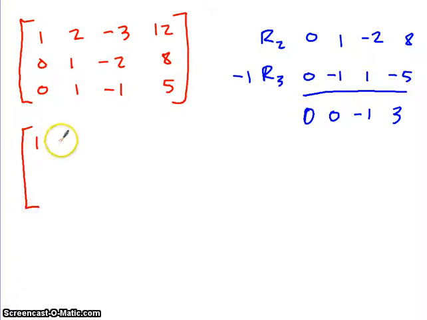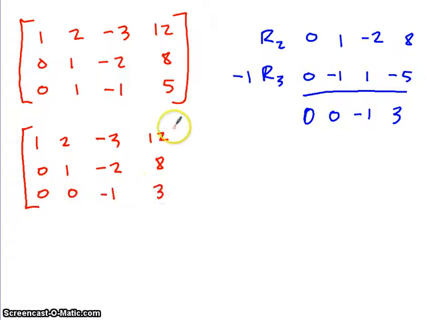So we have a 1, 2, negative 3, 12, a 0, 1, negative 2, and 8, and a 0, 0, negative 1, and 3. Now, that almost gave us a 1. We need to now manipulate this bottom equation, row 3, by just simply multiplying row 3 by a negative to get a 1 in this spot.